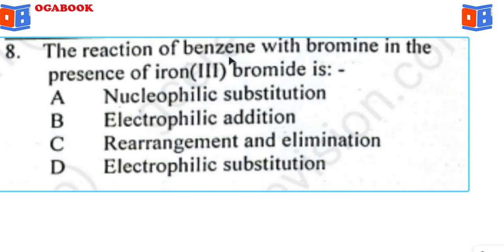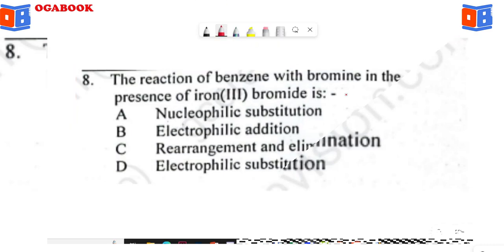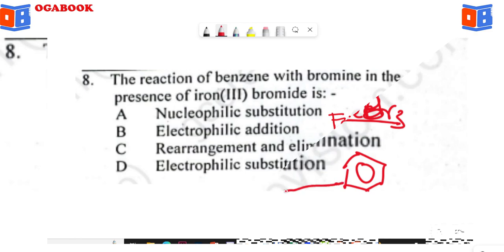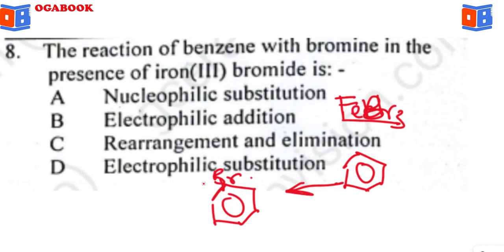Question number 8. The reaction of benzene with bromine in the presence of iron 3 bromide is? So whenever we have iron 3 bromide, it is a very strong catalyst. It causes a hydrogen atom to be replaced on the benzene ring, generating bromobenzene. So the product formed will be something like this, and if we have this product, therefore the reaction is an electrophilic substitution reaction, making our option D correct.